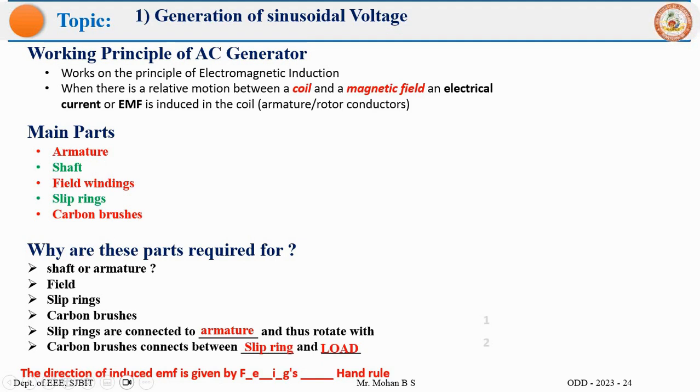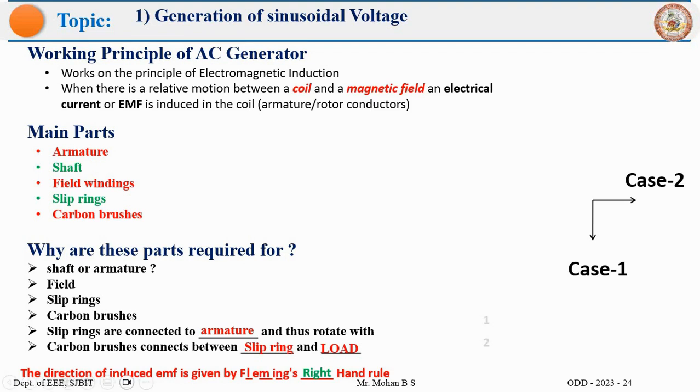Now, as we have already discussed, the direction of induced EMF is given by Fleming's right hand rule. Okay. Now we'll discuss some more. What is Fleming's right hand rule? What are the three fingers, shortly?